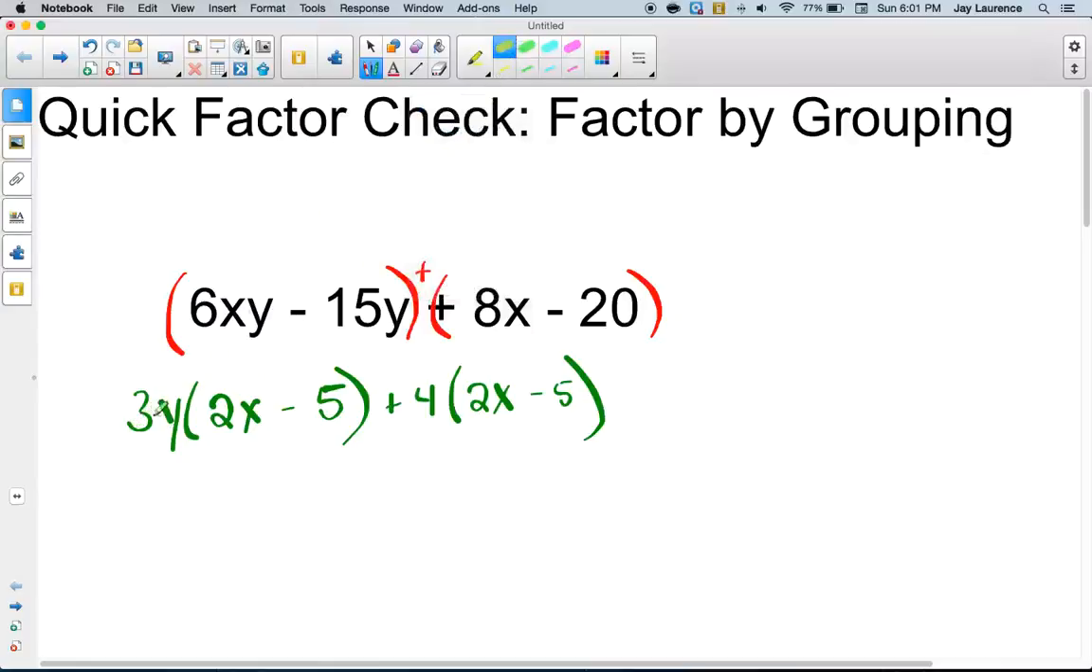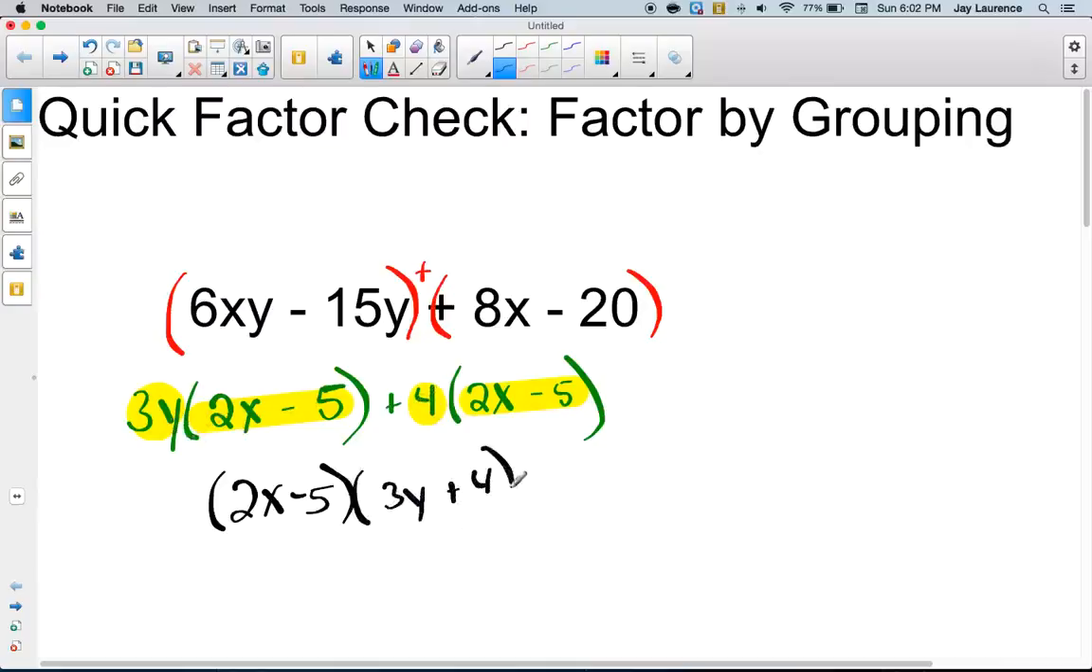So I'm going to do 3y. And it's being multiplied by 2x minus 5. And then over here I have a 4 being multiplied by 2x minus 5. Did you hear me repeat myself? I said the same factor twice, didn't I? I said the 2x minus 5. It's another GCF. Yeah, factoring by grouping is just GCFing 3 times. So I'm going to pull out this 2x minus 5, factor it out, and when I do that, what's left here? Well, a 3y. What's left here? A positive 4. And there you go.